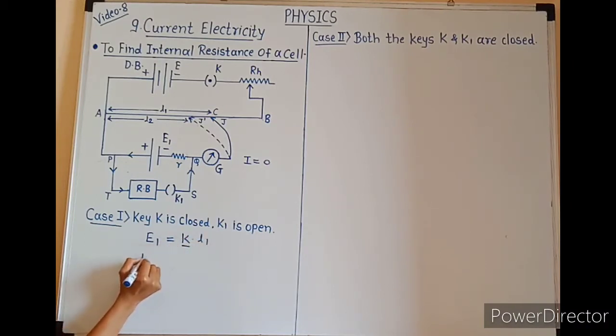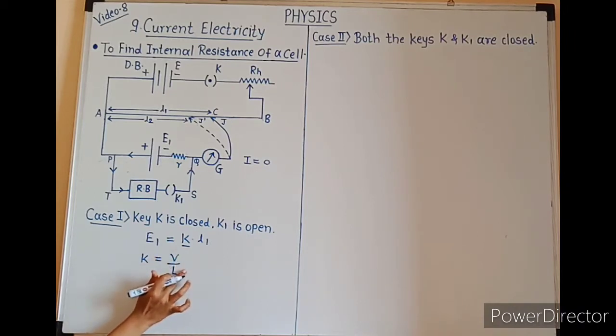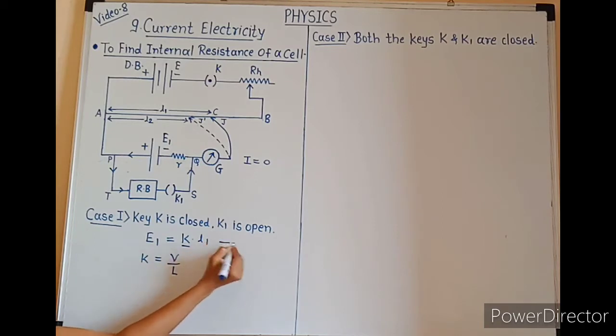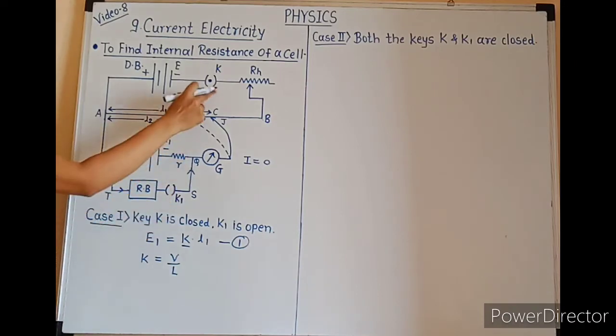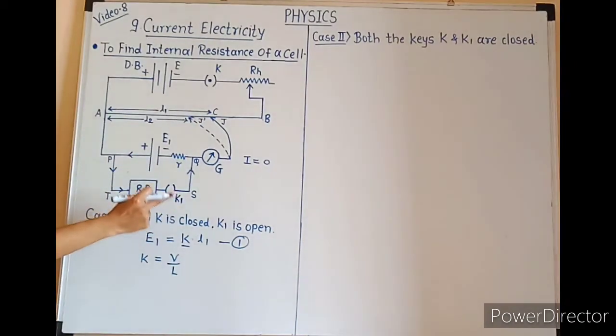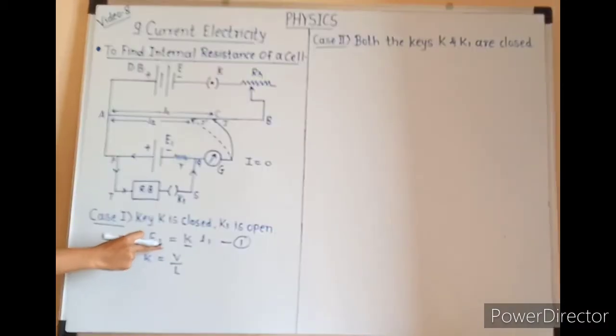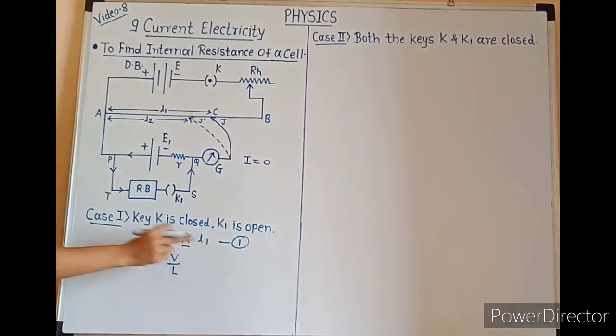This K is nothing but the potential gradient, that means the potential difference per unit length of the wire. So, this is equation number 1. Hence, when key K is closed and key K1 is open, we get the first equation as E1 is equal to K into L1.